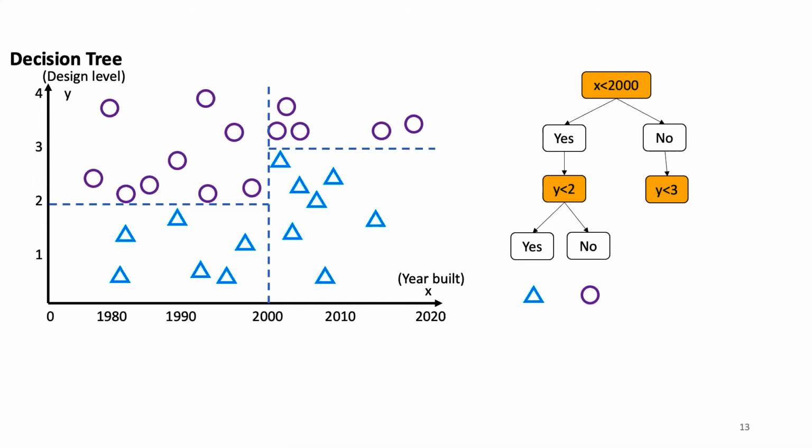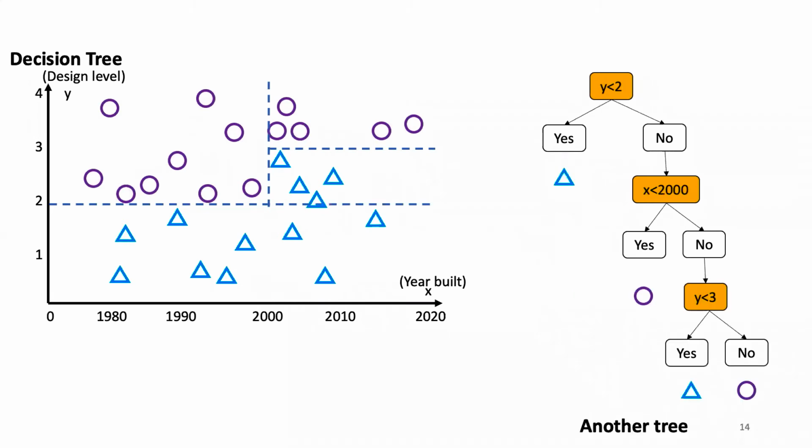In the no branch, you are going to ask another question about another feature. If your answer is yes, it goes to the triangles, and if no, it goes to the circles. So this is the basic idea of a decision tree. For a data set, you can build many decision trees. This one shows we start from X. You can also start from another feature, for example, from Y, right? Then this tree looks like this.